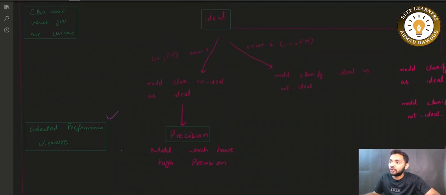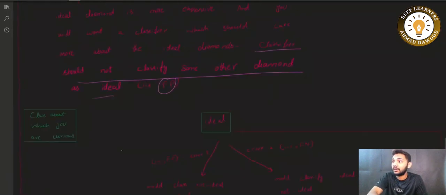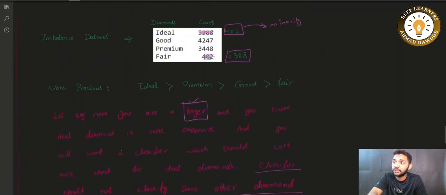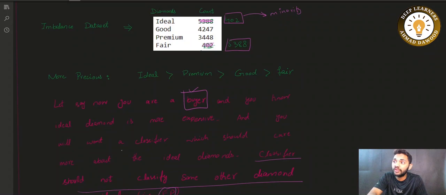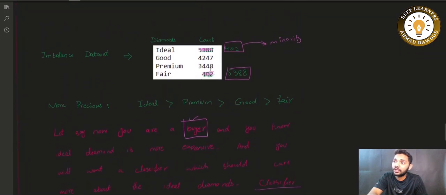Now you want a model that has high precision on the ideal class and also good precision on the other classes. As the ideal class has a very small number of samples in the actual data set, here just 402 samples, if you use weighted average, it cannot catch the bad performance of the classifier on the ideal class due to its low frequency.